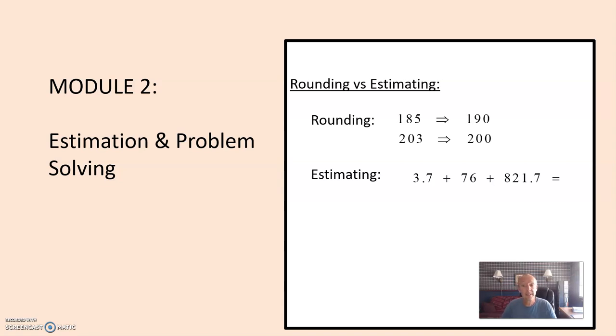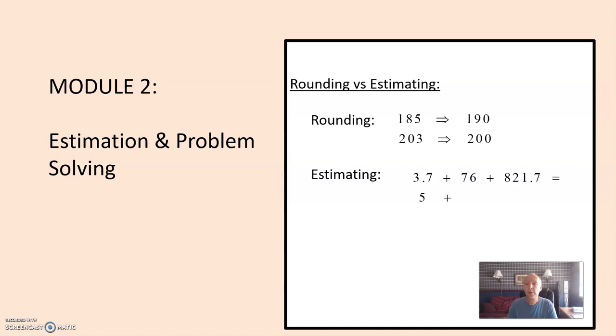Estimating is a tad bit different. Estimating, we might round, but we would probably round at the beginning of the question, the beginning of the process. But the purpose for doing that is to make the computations easier. Let's say we want to estimate 3.7 plus 76 plus 821.7. We could do this with a calculator. It wouldn't be too difficult to do by hand, but with estimating, we're going to make the numbers simpler, so maybe we could even do the calculations in our head.